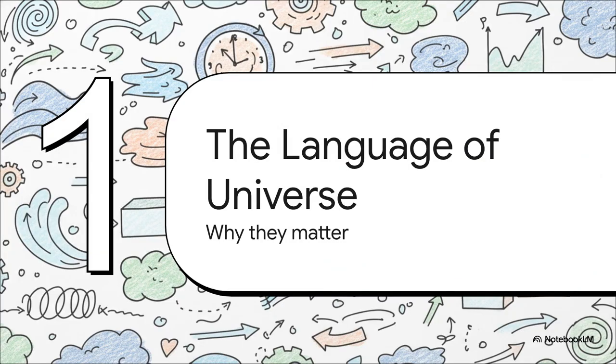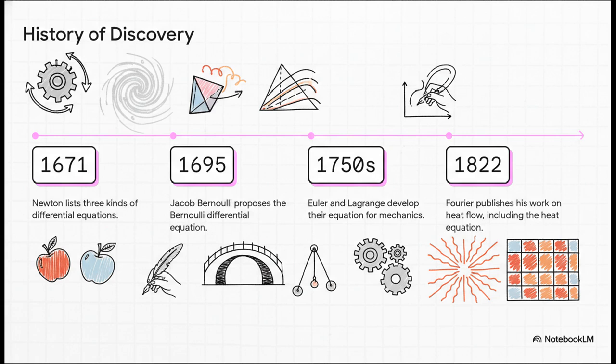So, we have this incredible mathematical toolbox, but so what? What's the big picture? Let's zoom out and explore why these equations are so often called the language of the universe. And this isn't some new idea, by the way. As you can see here, the story pretty much begins with the invention of calculus itself. Newton, Bernoulli, Euler, Lagrange, Fourier, these are some of the absolute giants of history, and they built this field piece by piece, discovering the mathematical rules that govern motion, mechanics, and even how heat flows.